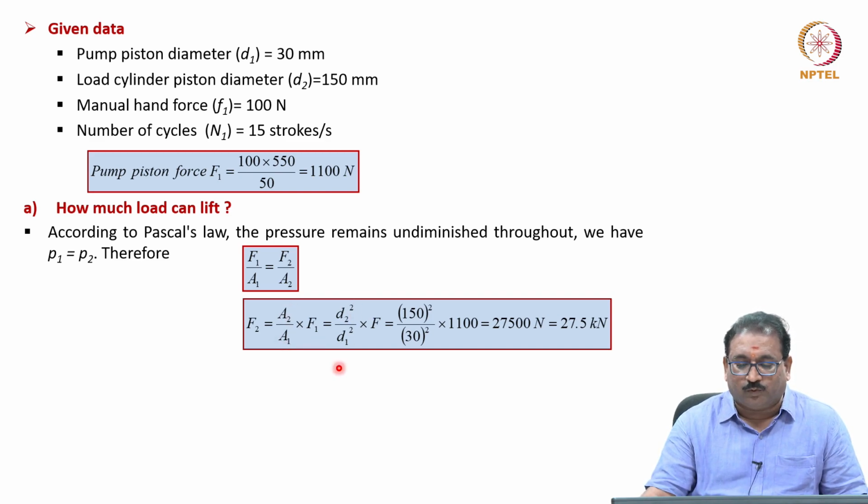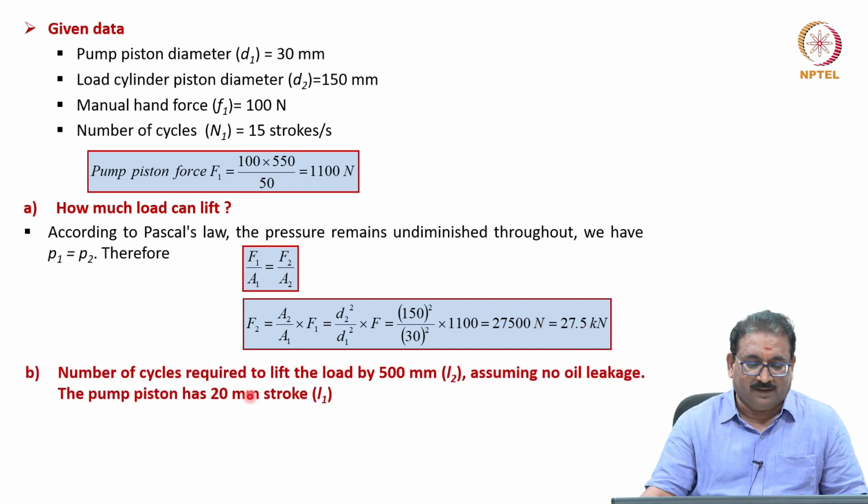We will get D2 square by D1 square into F. F is what we are getting here, the pump piston force. Then I will get the load to be lifted is around 27,500 Newton or 27.5 kilonewton.